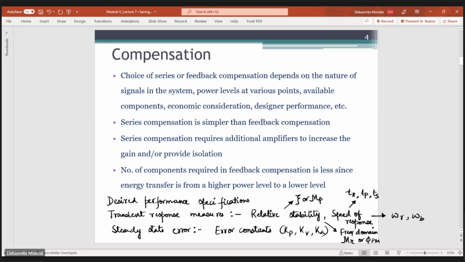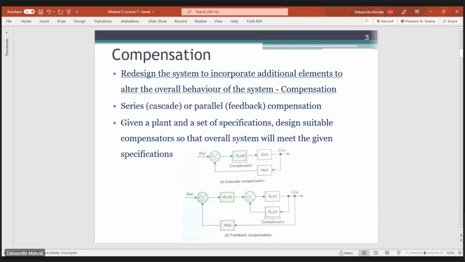So either you will use a series compensator or a feedback compensator. In general, the design of a series compensation is much simpler compared to a feedback compensation, because in case of a series compensation, you can just add the compensator in the forward path. But in case of a feedback compensator, it doesn't remain a single loop system, it becomes multiple loop. There is one loop with the compensator and the other loop with the actual feedback of the system. So it becomes a multi-loop system if you want to use the feedback compensation. That means the design of the cascade compensator is obviously much simpler compared to the feedback compensation.